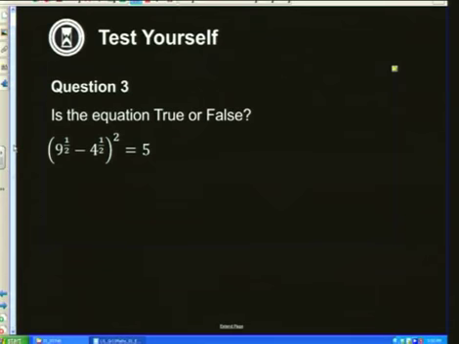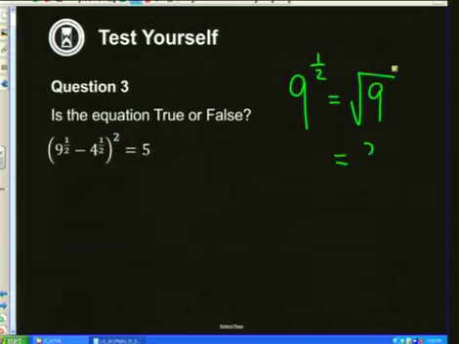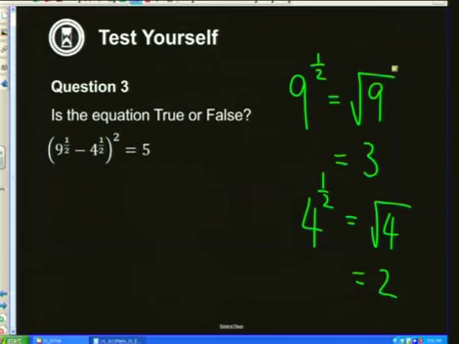Is the square of this bracket equal to 5? Well, first thing, 9 to the power of a half. What does that mean, grade 11s? Half is the root, so that's the square root of 9, and the square root of 9 is 3. What does 4 to the half mean? That means the square root of 4, and the square root of 4 is 2.